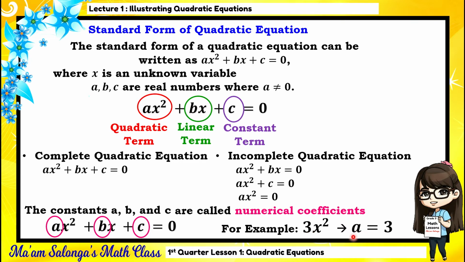Ngayon, bakit a ang ginamit ko? Hindi b, hindi ang c. Kung ating titignan dito sa ating definition ng standard form, pag sinabing quadratic term, ax squared yon. So, yun yung value ng ating a, itong nandito. So, a is equals to 3.